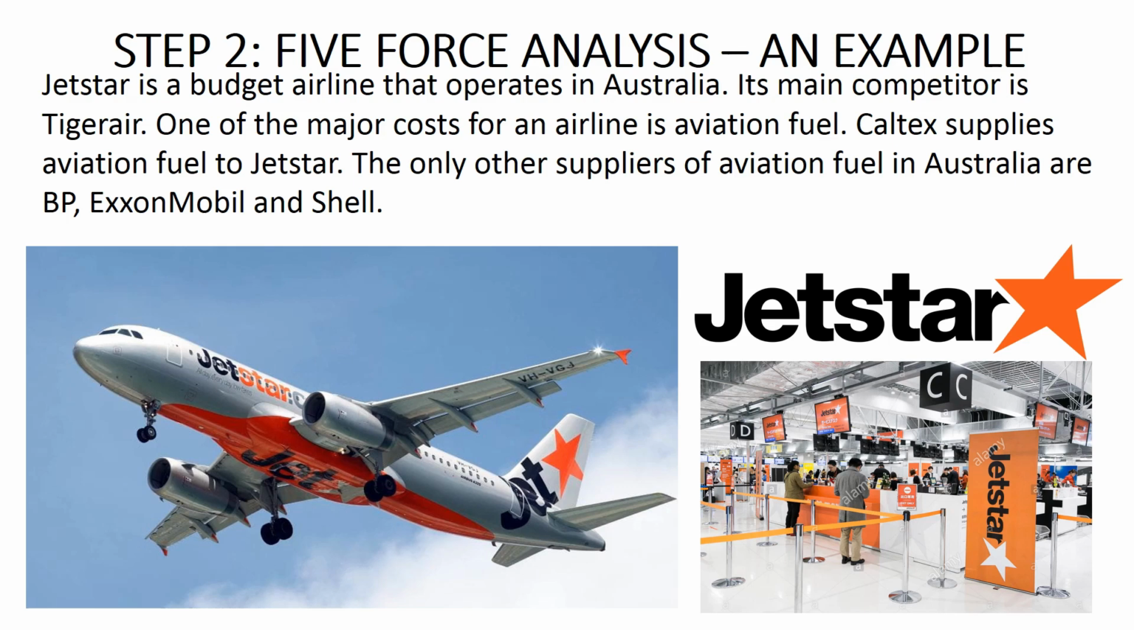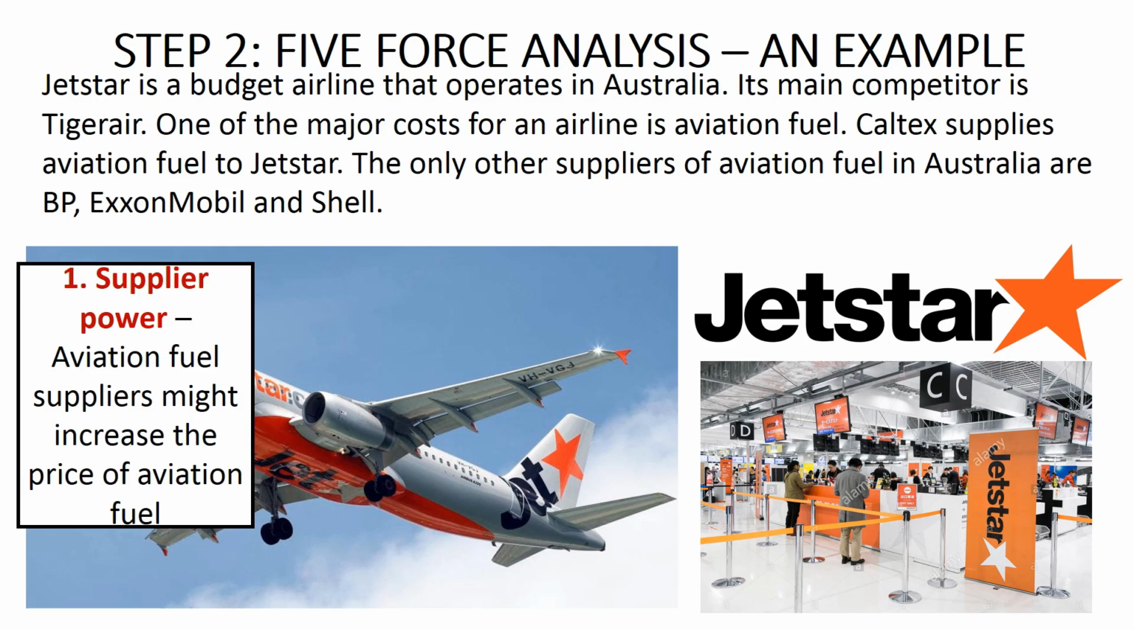Now, one of the major costs for any airline is the cost of aviation fuel, that is the fuel that its planes use. There are only 4 suppliers of aviation fuel in Australia. These are Caltex, BP, ExxonMobil and Shell. The company that supplies aviation fuel to Jetstar is currently Caltex. Let's analyse this example referring to each of the 5 forces that we've looked at so far.